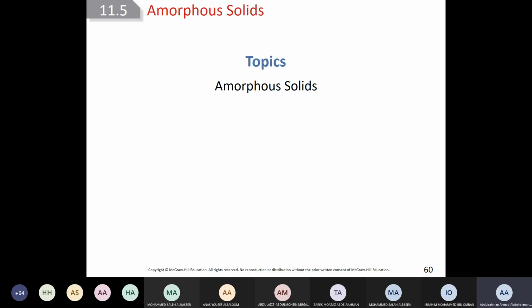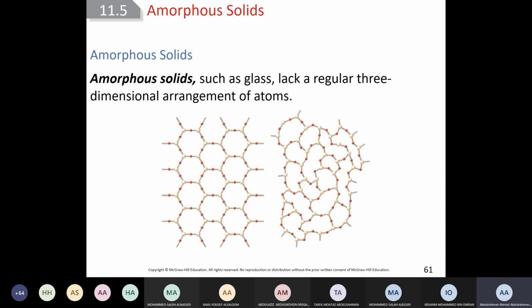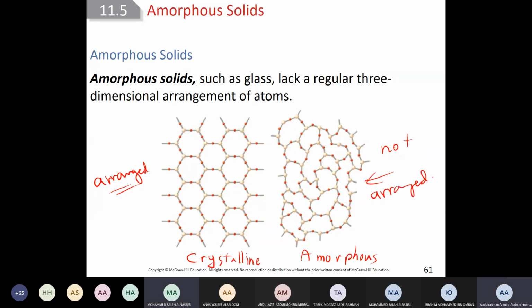Last thing I'll talk about today, amorphous solid and crystalline. What's the difference between amorphous and crystalline solid? This one is crystalline solid, and this is amorphous. What's the difference? The shape, structure. Crystalline has an arrangement. The amorphous has no geometric unit structure. This is well arranged, and this one is not arranged. Okay.